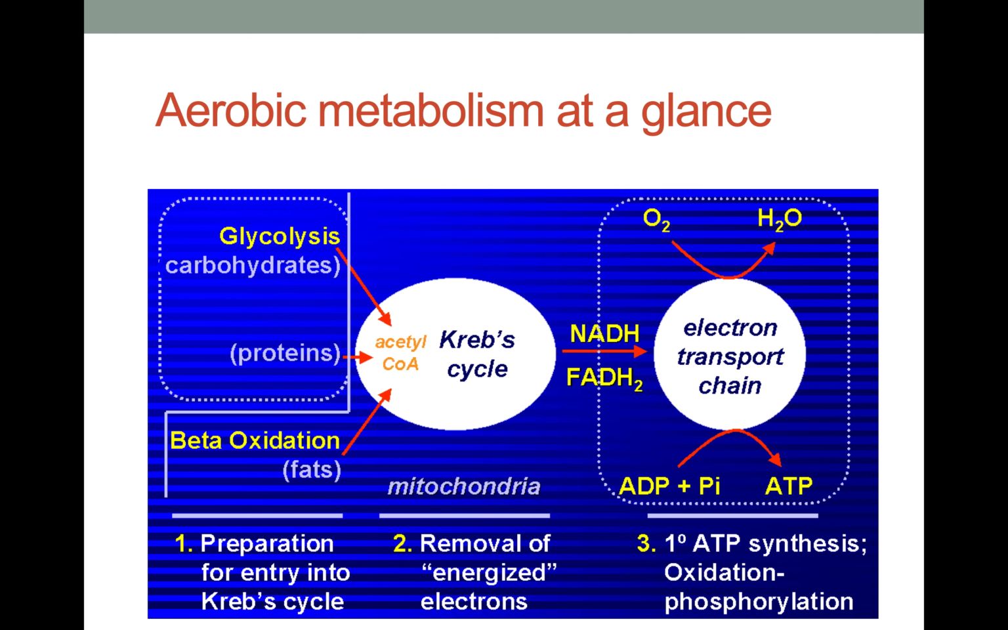The Krebs cycle takes place in the mitochondria, and essentially what it is the removal of energized particles, hydrogens and electrons. Notice that we still haven't used oxygen yet. We still haven't created any ATP yet.